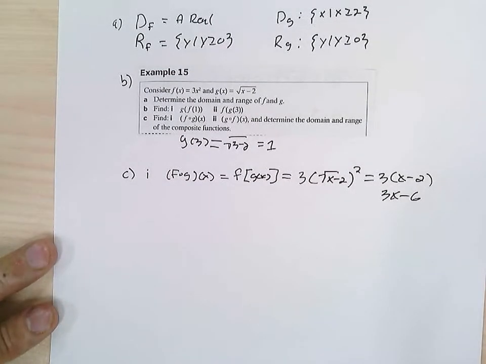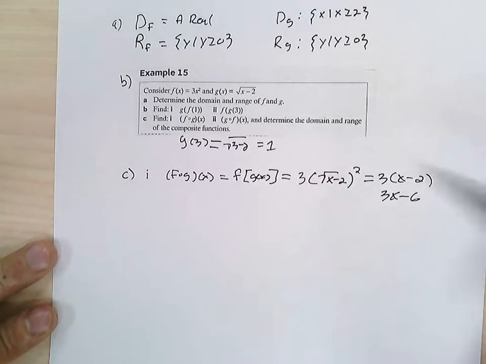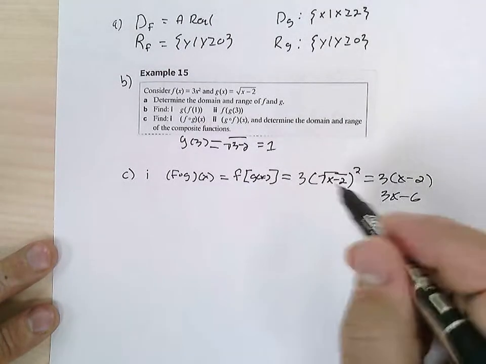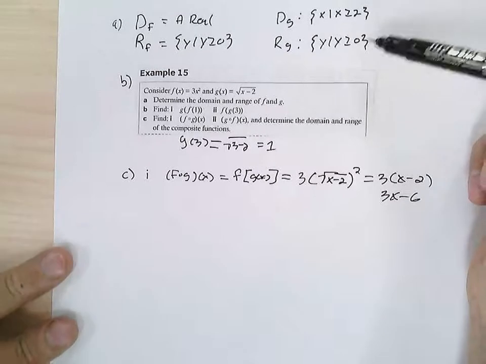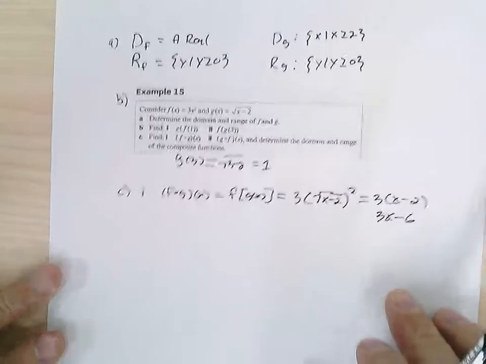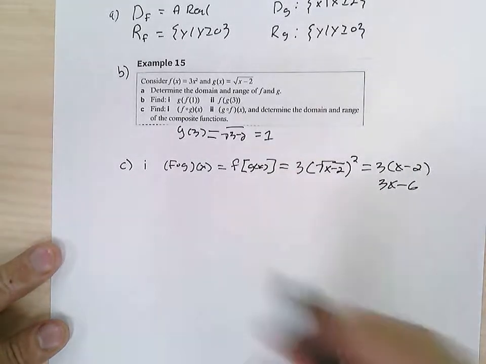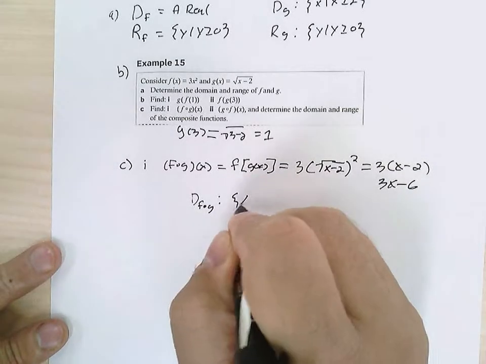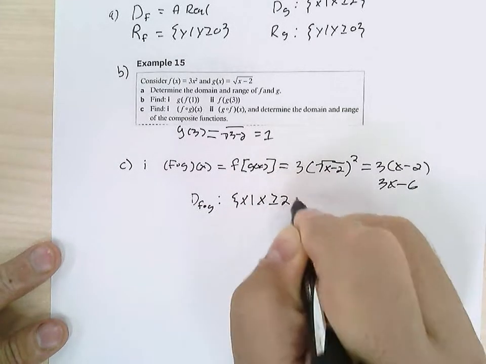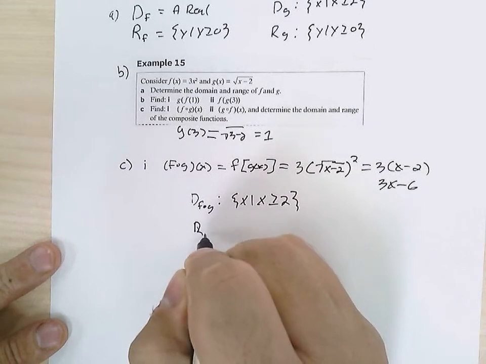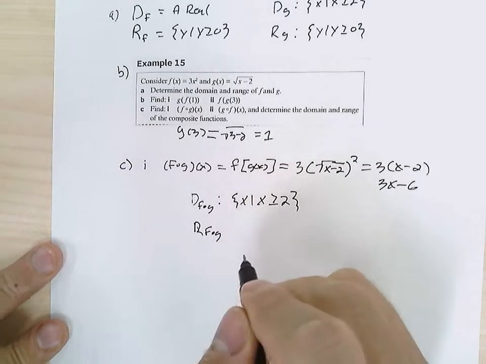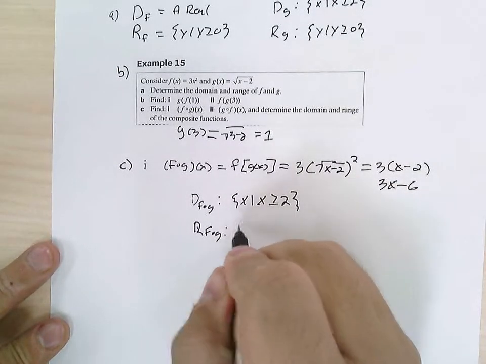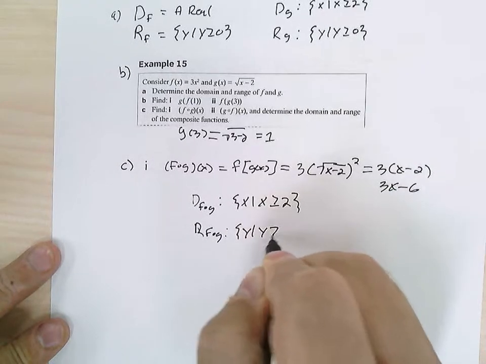And linear functions are all real numbers, but for finding the domain, I have to consider the subset of what we plugged in, which is x minus 2, and we know that domain we found right up here is this guy, right? So I'm going to say that the domain of f of g is going to be equal to x such that x is greater than or equal to 2. And the range of f of g is going to be, since I have to consider this range, right? So that means y such that y is greater than or equal to 0.